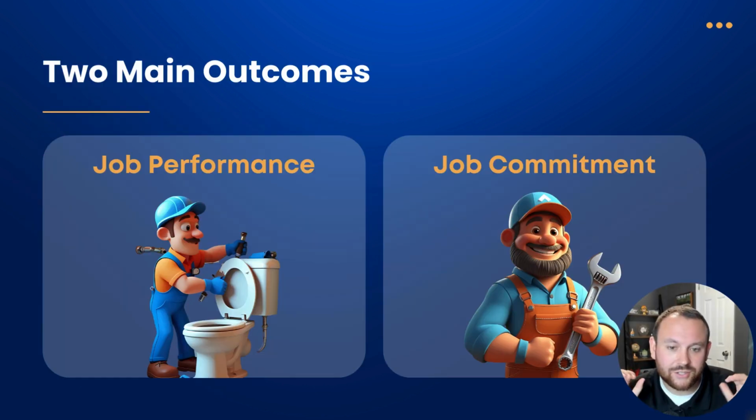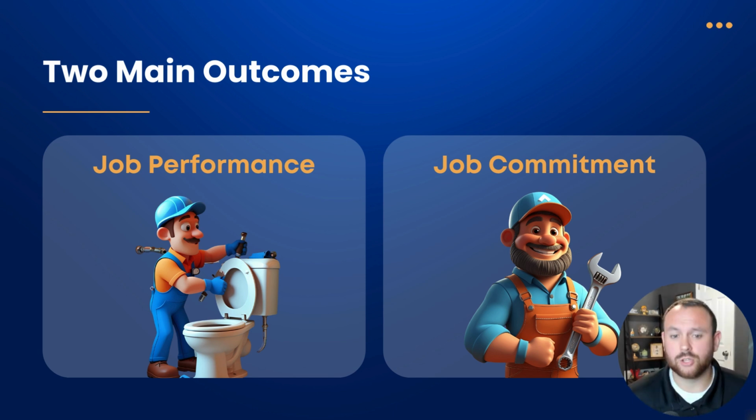There are really two main outcomes that we're looking for in organizational behavior, two things we're trying to improve or work on. The first one is job performance.